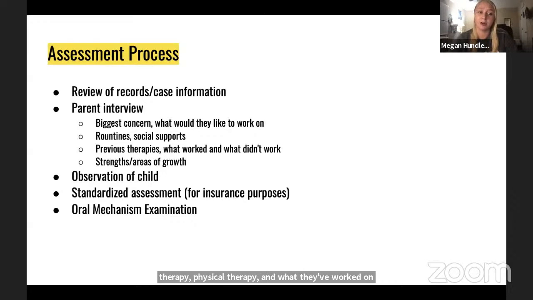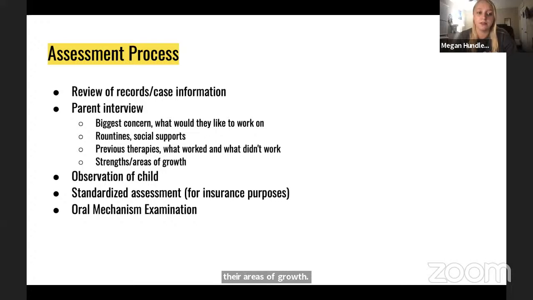And we want to know if that worked or if it didn't. We always value the input that the parent has to contribute. And then we also want to know about their strengths, what the parent feels is their strengths, and also their areas of growth.